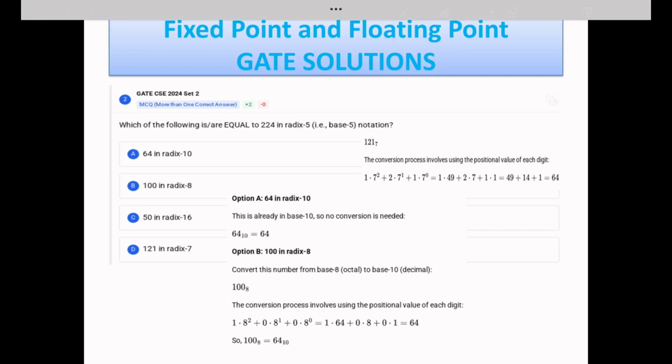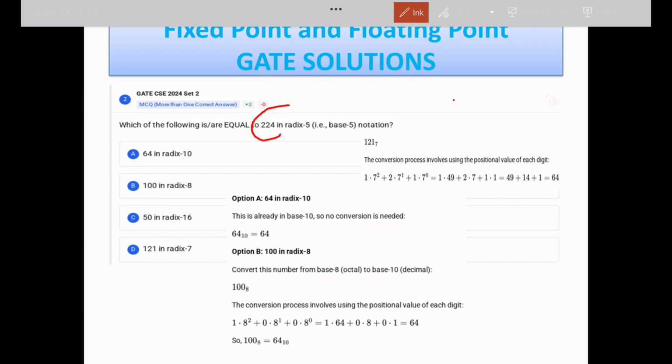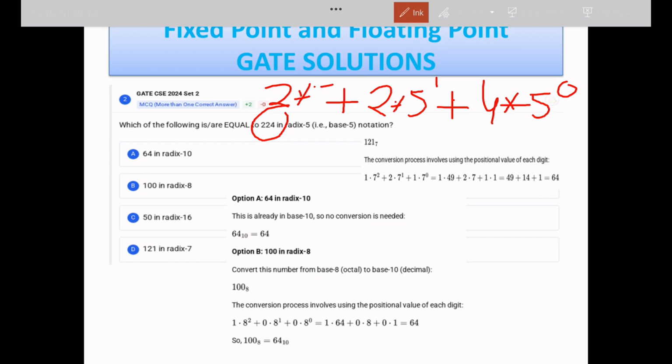Now the next question, what is he asking? This is a very, very good question. The number is 2 4 in base 5. In the class also we told base is important. So what will you write? 4 into 5 to the power 0, plus 2 into 5 to the power 1, plus 2 into 5 to the power 2. If you solve the value, this is actually 64. Decimal 64.